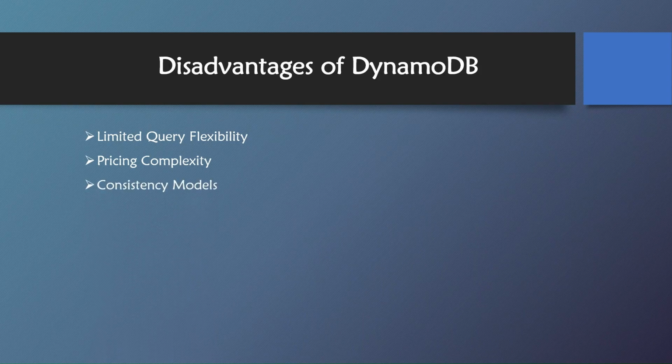Next, consistency models. DynamoDB offers eventual consistency by default, but you can configure it for strongly consistent reads, which can impact performance. Choosing the wrong consistency model can affect application behavior. It also has item size limits. Each item in DynamoDB can be a maximum of 400 KB, which may be restrictive for some use cases.